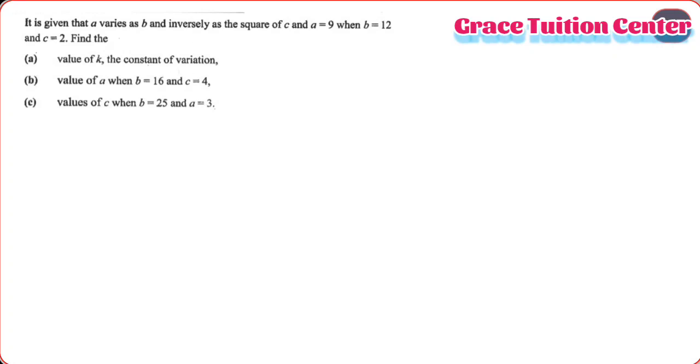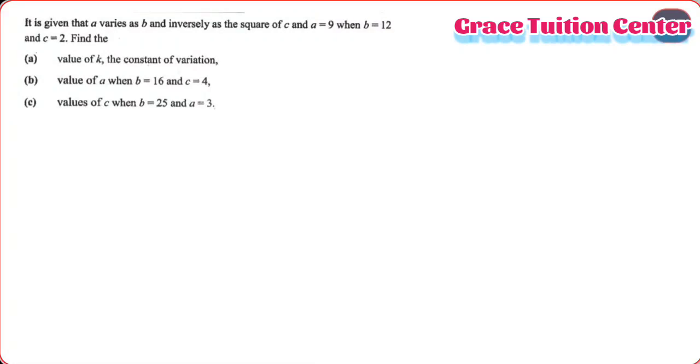The first question is saying, it is given that A varies as B and inversely as the square of C, and A equals 9 when B equals 12 and C equals 2. Find K, the value of the constant of variation. To solve anything in this question, we have to generate a formula based on what we are given in the question.